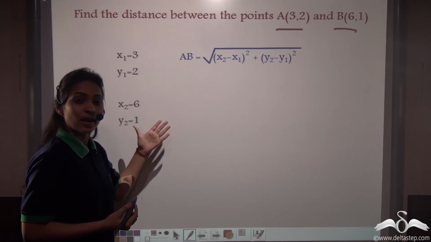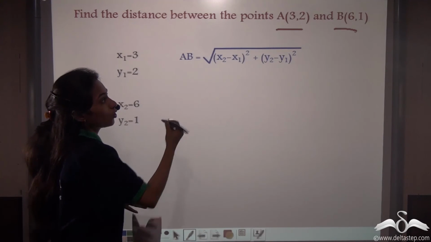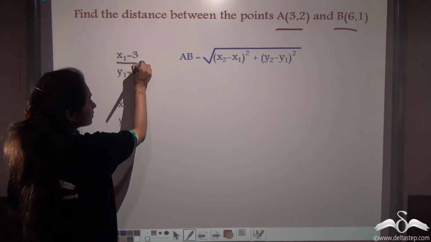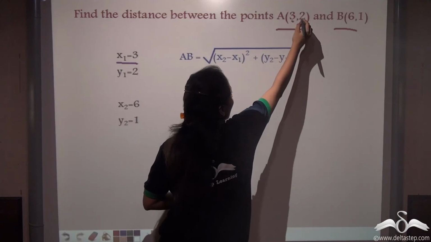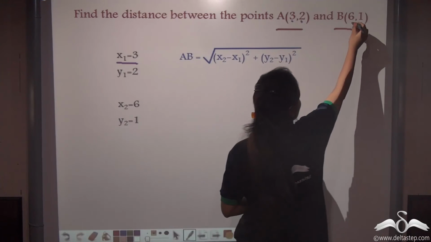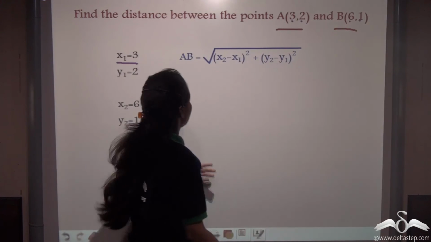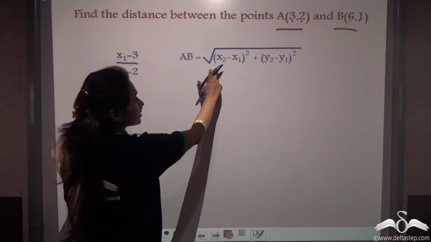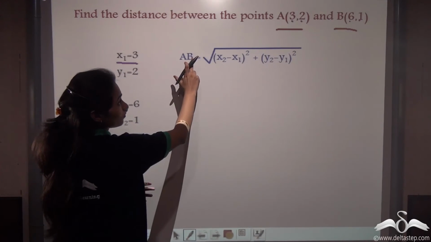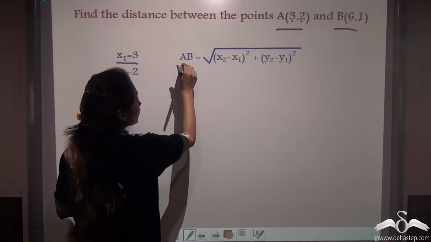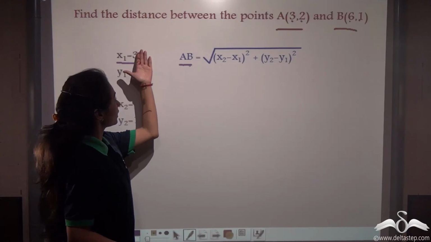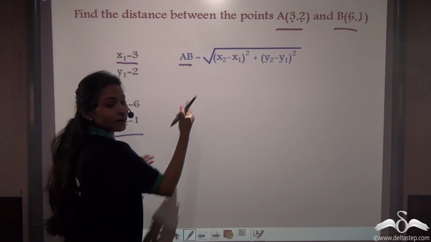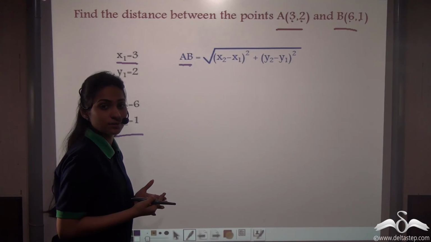You know, we have already derived the distance formula. So you can name those coordinates, say x1 is 3, y1 is 2, and x2 is 6 and y2 is 1. So we have named this for your convenience. Now to find out the distance, what do you need to do? The distance between A and B will be AB, and we will put these values in the distance formula. So you can just put the values and find out the answer yourself. Do this.